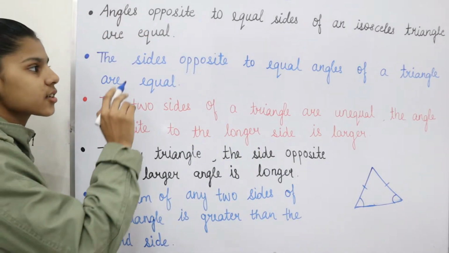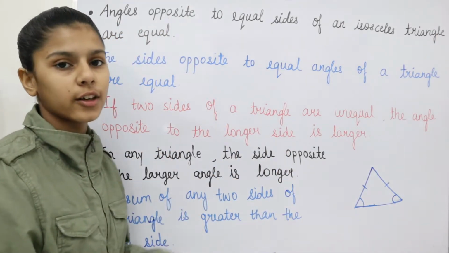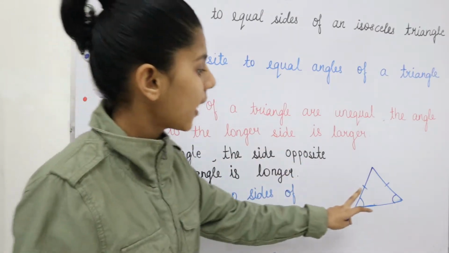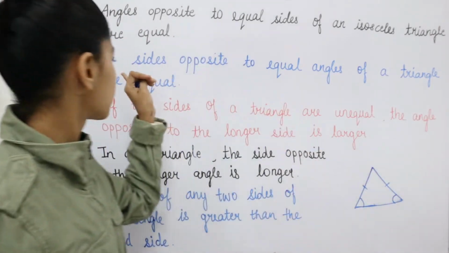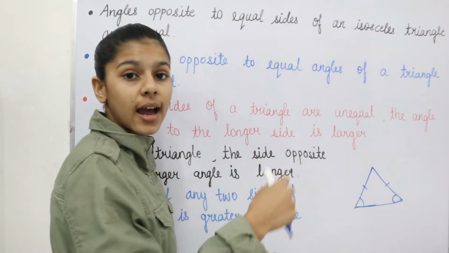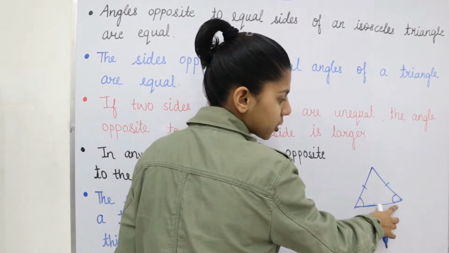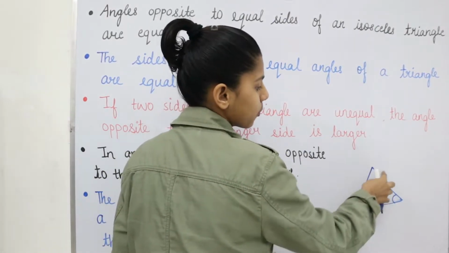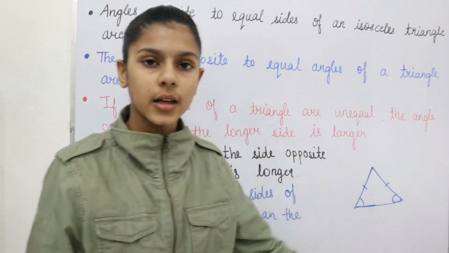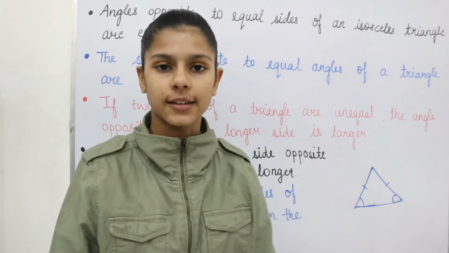Second is the sides opposite to equal angles of a triangle are equal. This is also the same thing, just written in a reversed manner. What it is saying is the sides opposite to equal angles. If these both angles are equal, then the sides opposite to them, the side opposite to this angle will be this side, and the side opposite to this angle will be this side. These both sides will be equal if these two angles are equal.